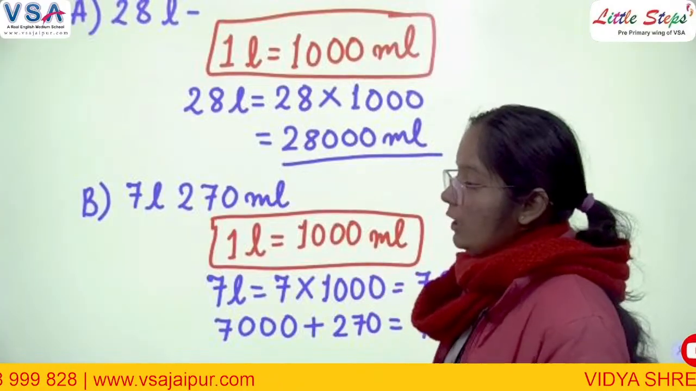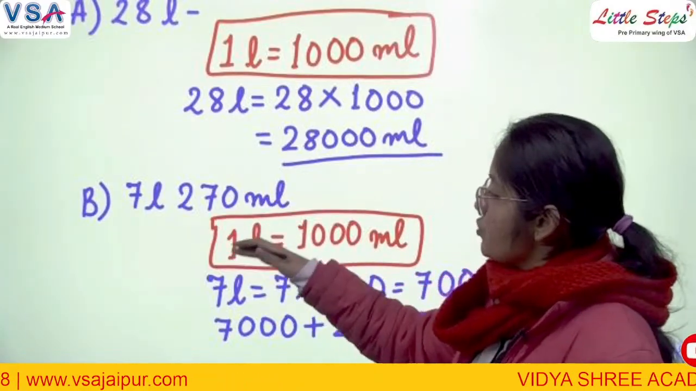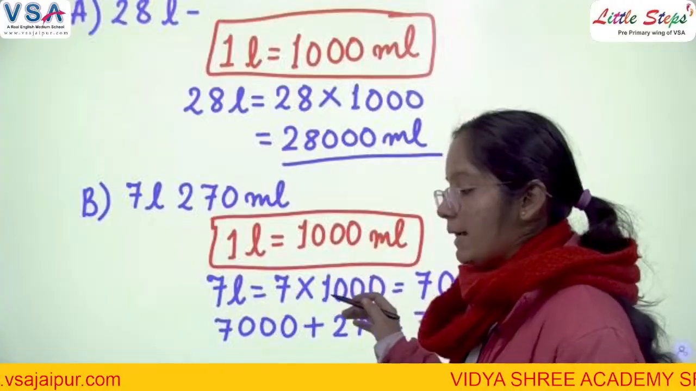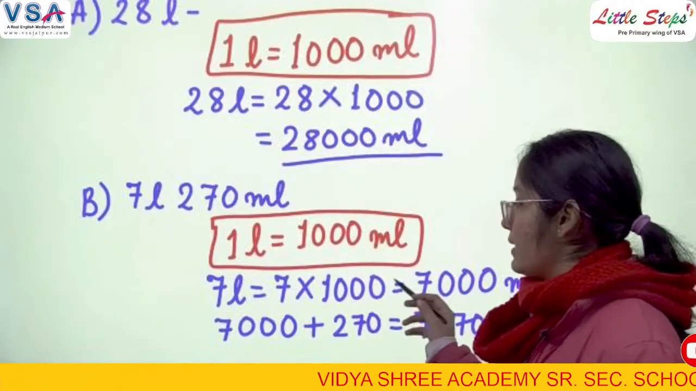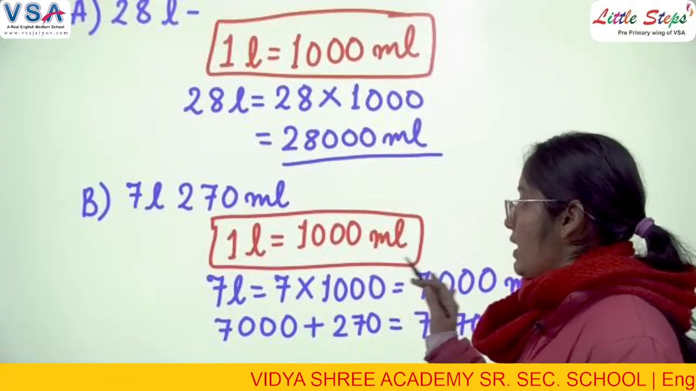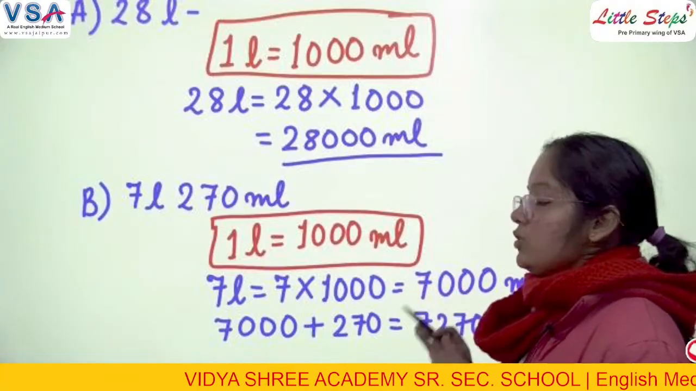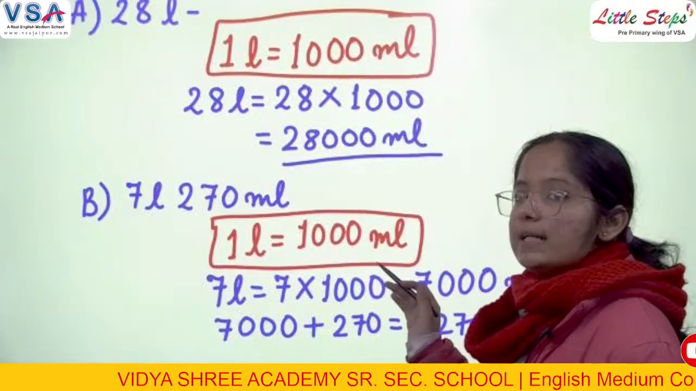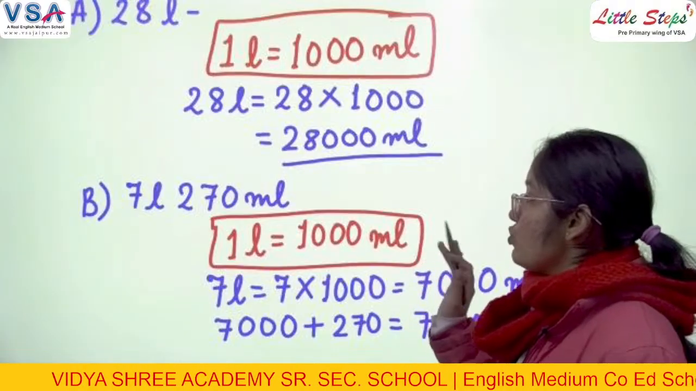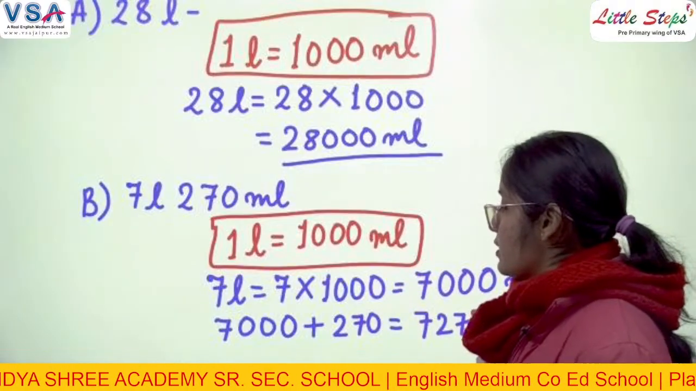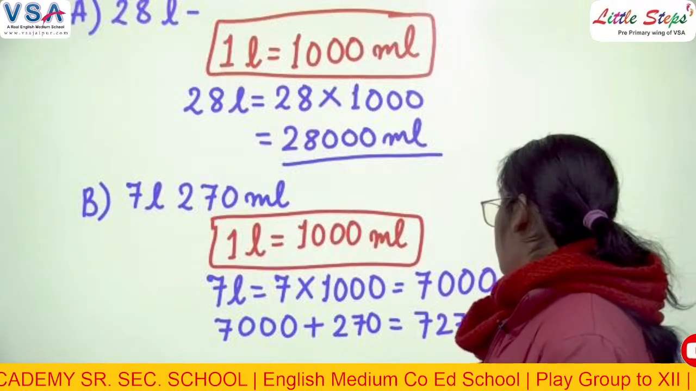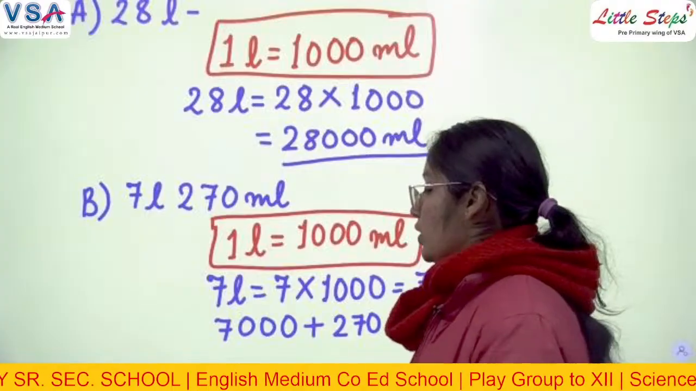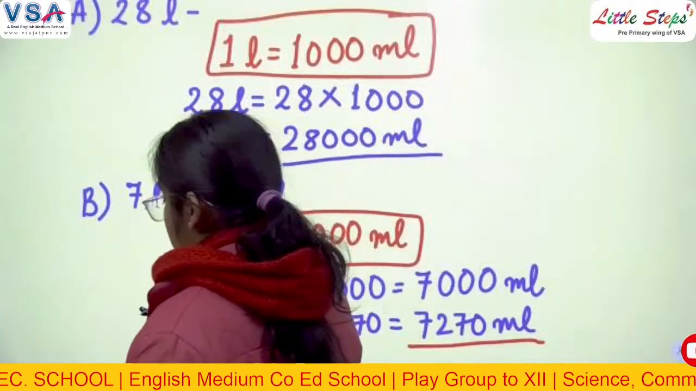So what are we doing? We are simply converting liters to milliliter first by multiplying by 1000. So 7 multiplied by 1000 is 7000. We have 7000 milliliter. Then 270 milliliter. We already have milliliter, that is 270. So 7000 should be added to 270 milliliter to get our final answer, that is 7270 milliliter.